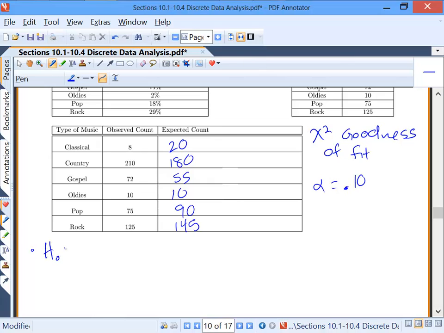What would our null hypothesis be? There are multiple ways that you could phrase this. What is a good way to phrase this null hypothesis? The radio plays what people like. So the radio plays what people like. So distribution is correct.